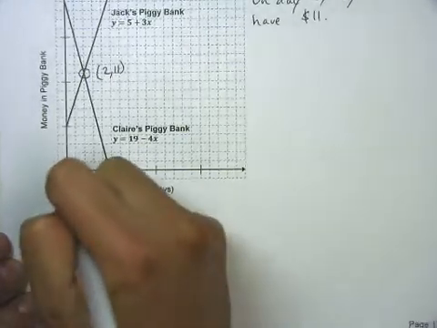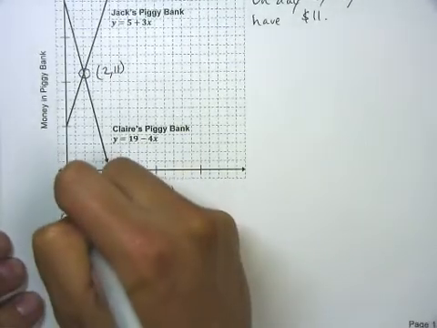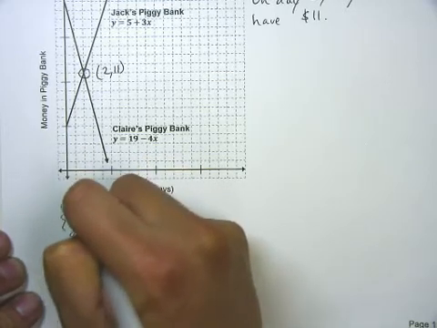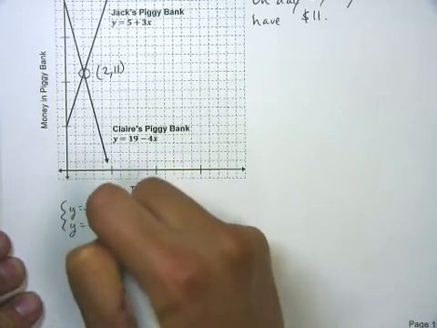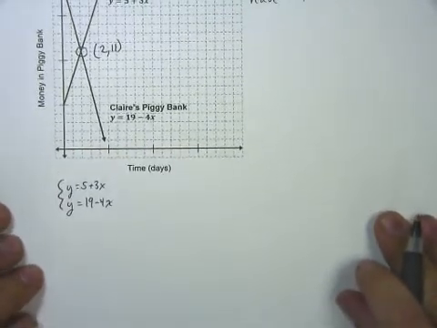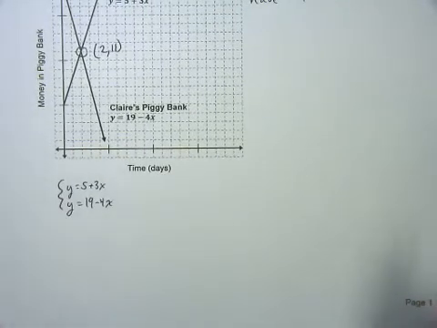Right, well, our system was this. We had y equals 5 plus 3x for Jack, and for Claire, we had y equals 19 minus 4x. That was our system. Right, and what we're going to do is a method called substitution.